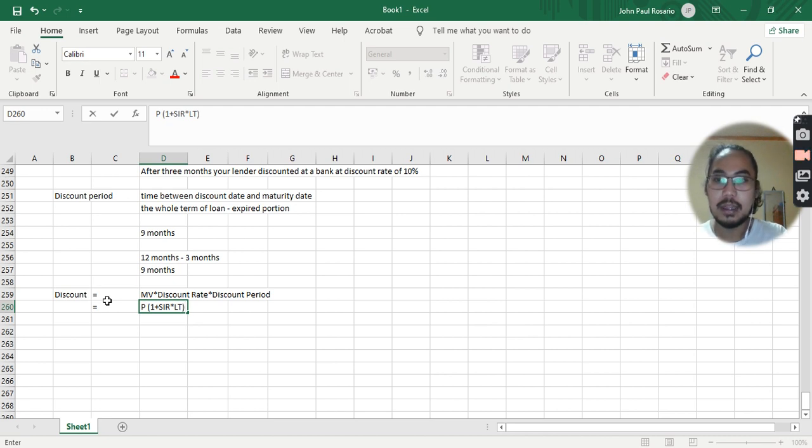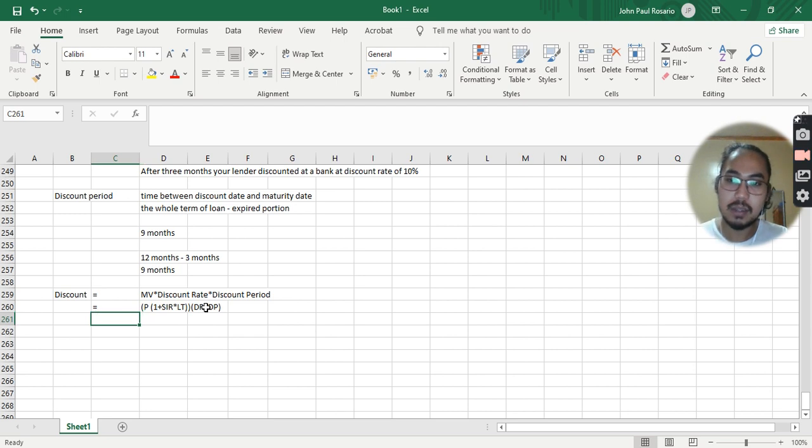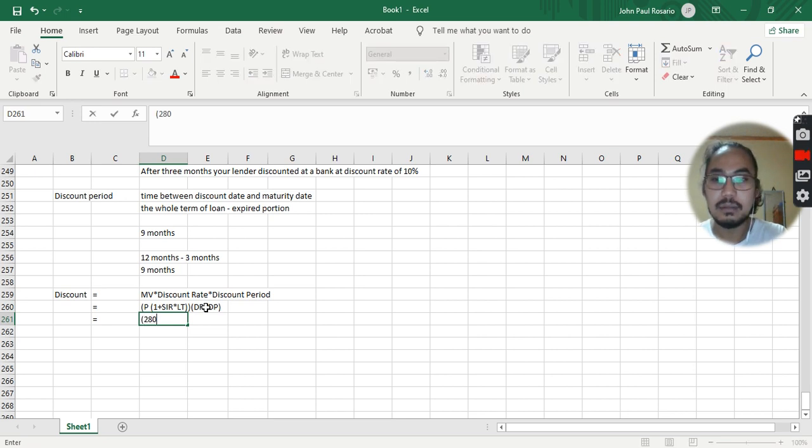Okay, and then we multiply everything by the discount rate. So discount rate multiplied by the discount period. So in this case, how much is our principal? Our principal is 280,000. So actually, how much is that?